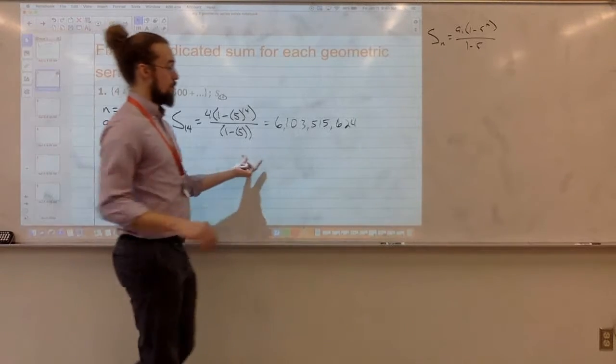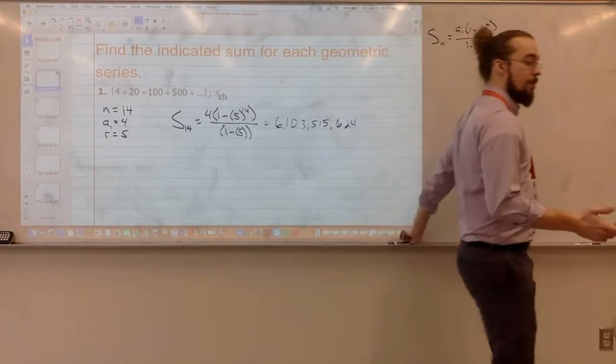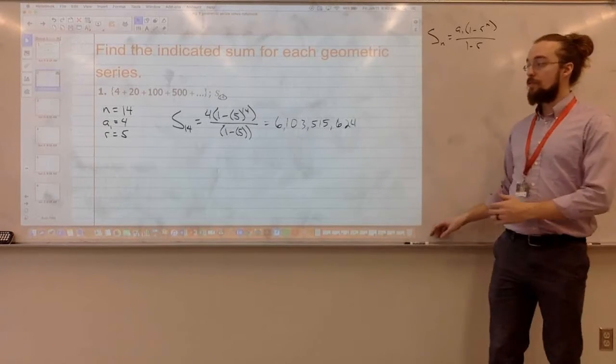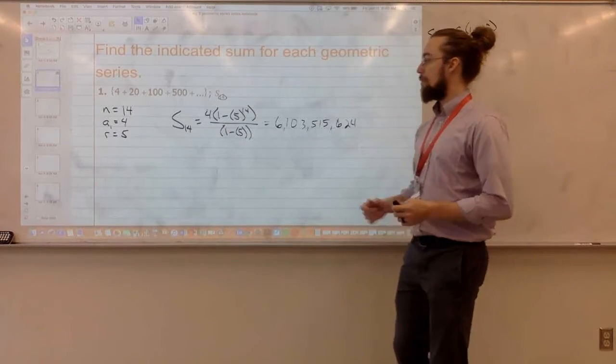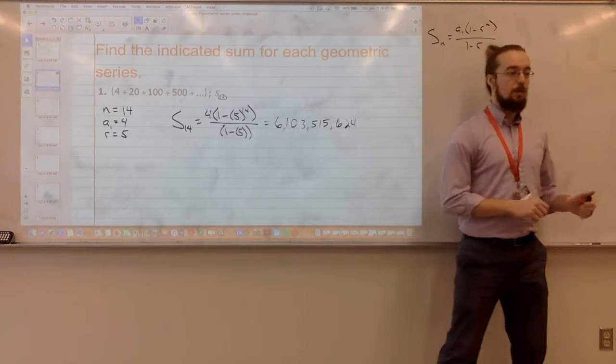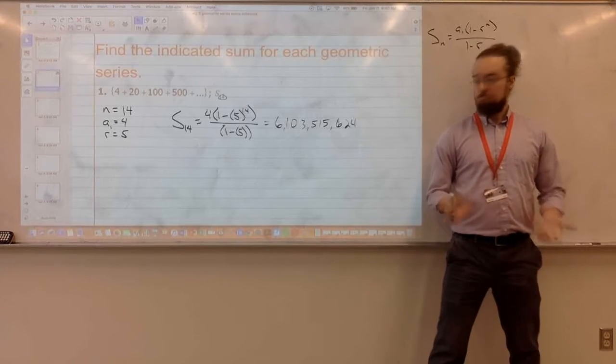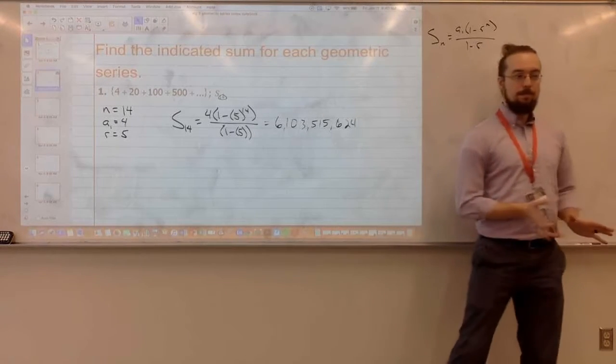Alright, so that's our answer. That's the sum of the first 14 terms in this geometric series, over 6 billion. We okay with that?